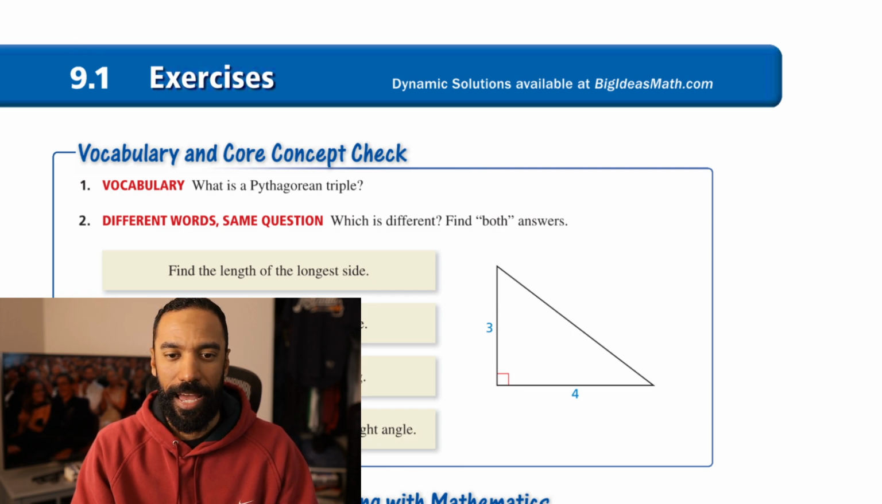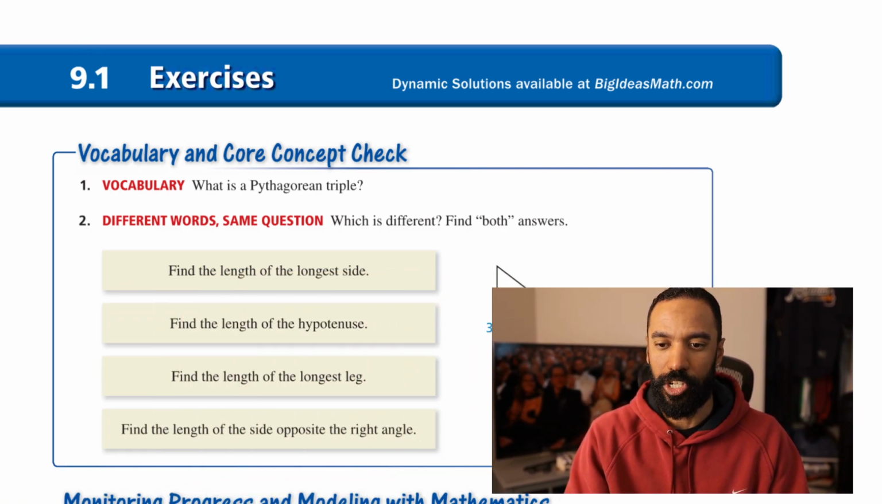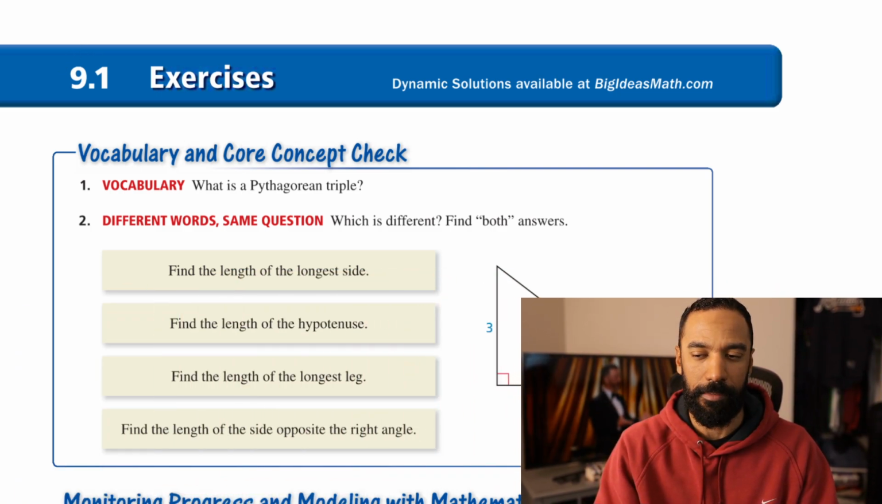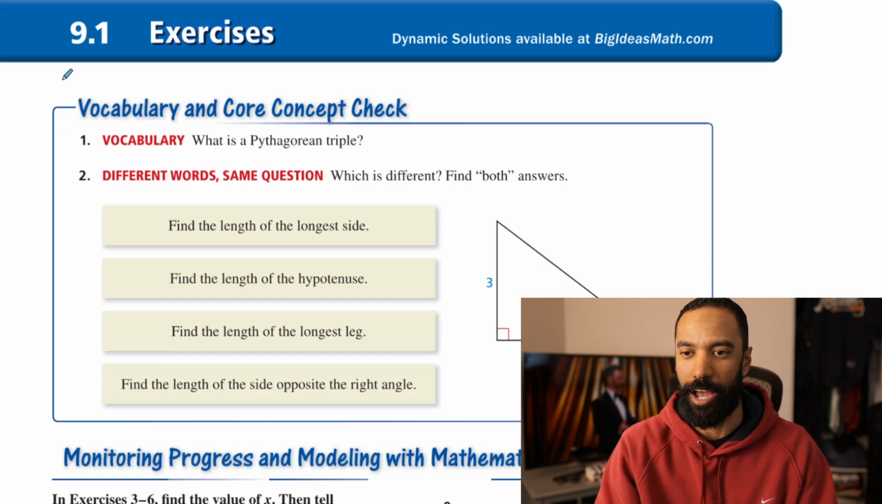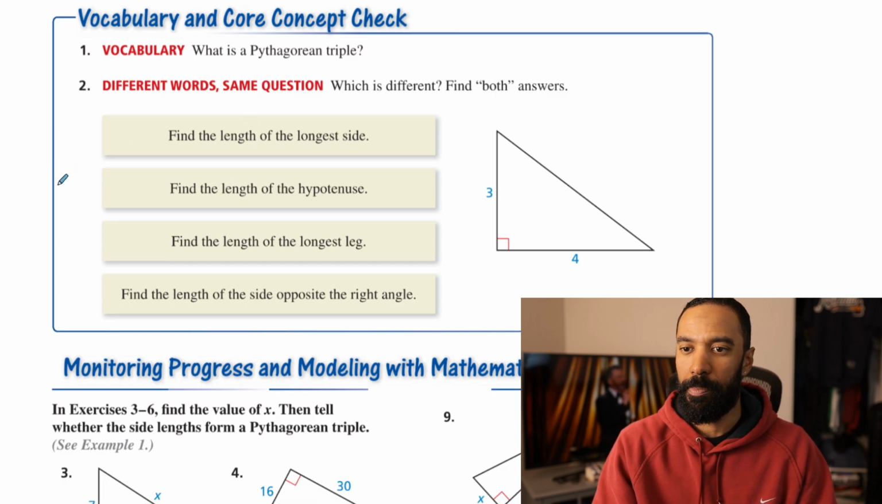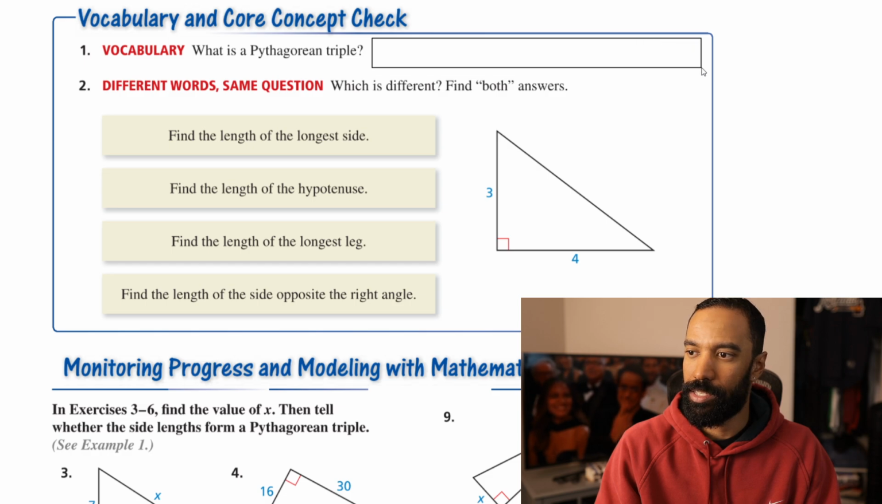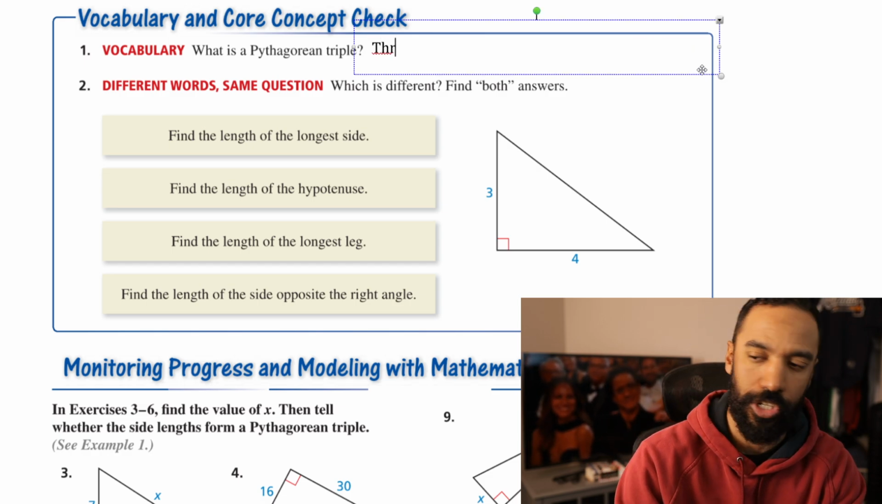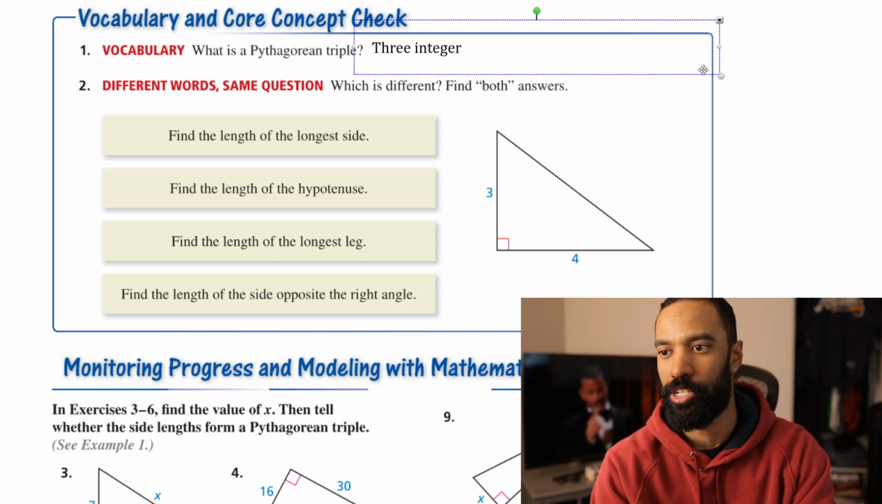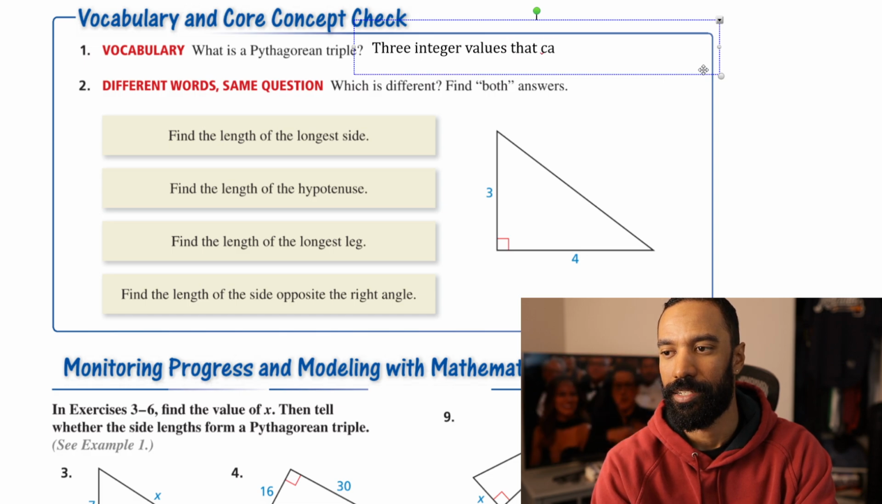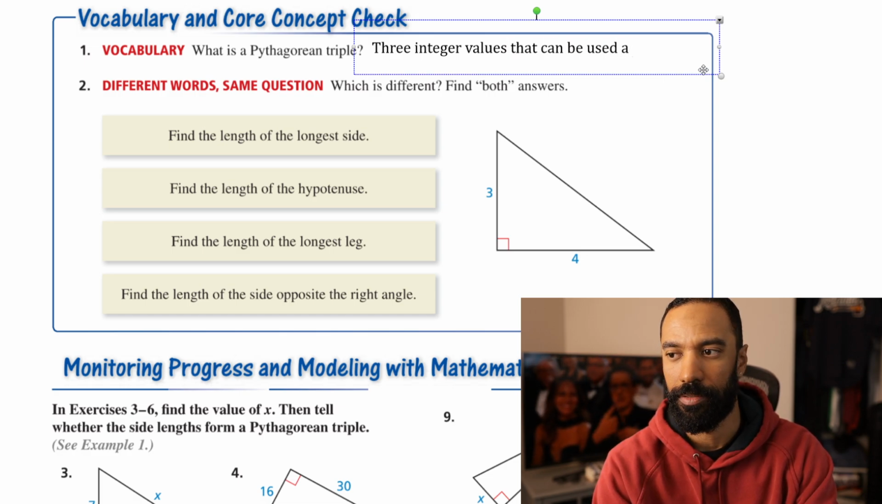Okay, and that is the last example. So I'm going to jump in, guys, to the problem set, starting with the vocabulary and core concept check, and then we'll do the official numbers 3 through 40-something. What is a Pythagorean triple? It is a series of 3 integer values that can be used to form a right triangle.